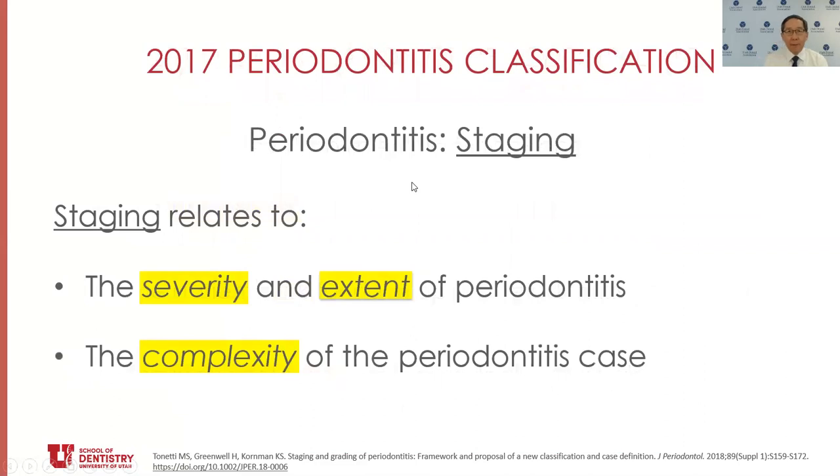Now, as I mentioned before, we now call periodontitis in terms of staging. The stage relates to the severity, how severe the destruction may be, which is similar to the 1999 classification. But now we're also considering the extent of periodontitis, and in particular, how complex the periodontitis condition may be, because that's very important as we formulate treatment plans.